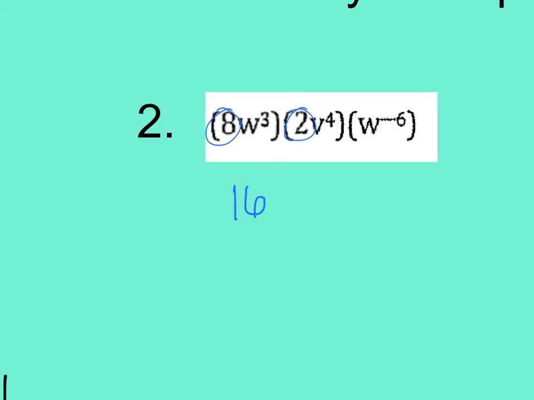Then I look at my w's. I have a w cubed and a w to the -6. So when I add 3 plus -6, that's going to make -3. And then the v to the 4th is by itself. There's no other v's, so it just comes along.